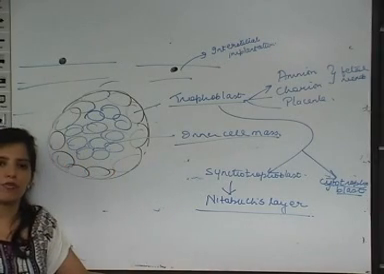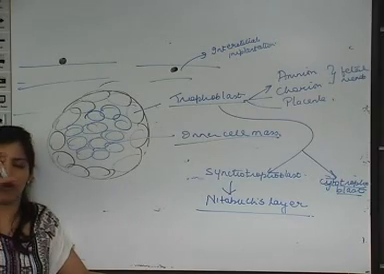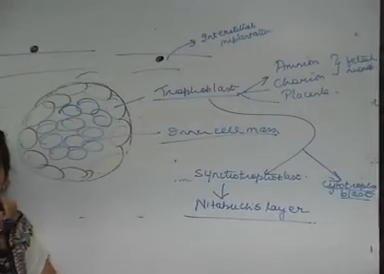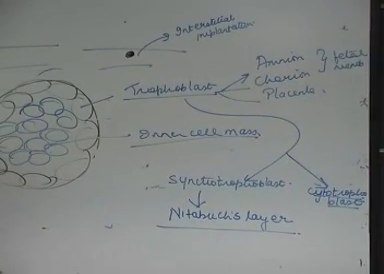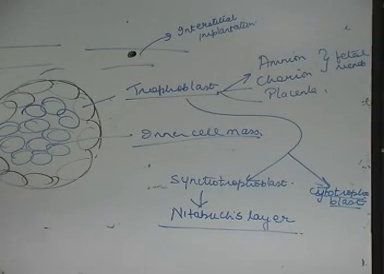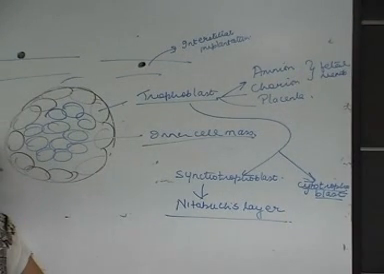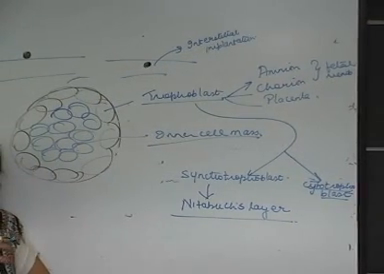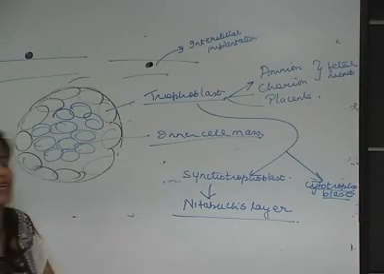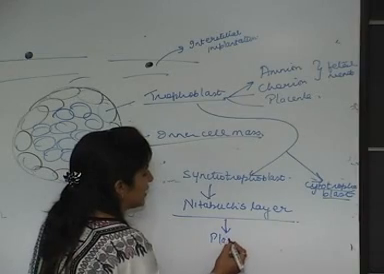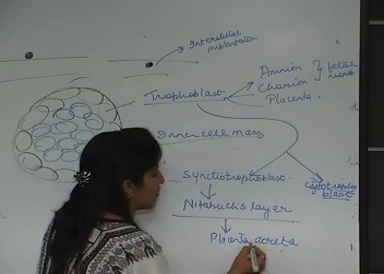So syncytiotrophoblast, or in other words Nitabuch layer, prevents the whole of the blastocyst from penetrating into the myometrium. Just in case this Nitabuch layer or syncytiotrophoblast is absent, then what will happen? The blastocyst will penetrate not only into the endometrium, it will penetrate into the myometrium, and such a placenta is called placenta accreta. It gives rise to a condition called placenta accreta.